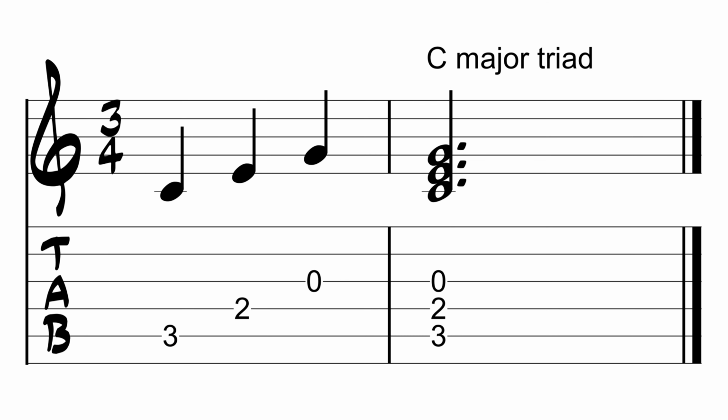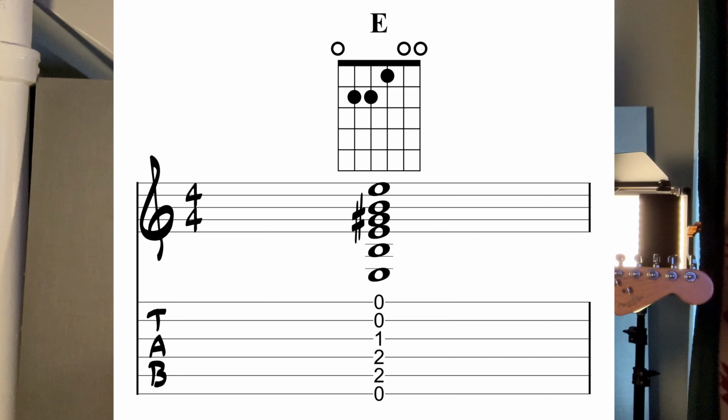The confusion comes when guitarists try to analyze our basic chord shapes. The reason is that the notes of the chord that we play on the guitar aren't always stacked in the order of root, third, and fifth. For example, this E major chord is built root, fifth, root, major third, fifth, and another root.